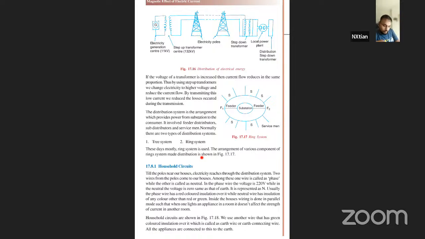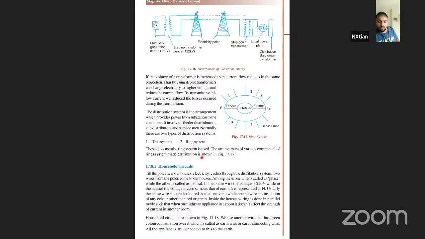The distribution system is arranged which provides power from the substation to the customer. It involves feeder, distributors, sub-distributors, and servicemen. Normally, there are two types of distributor system: free system and ring system.